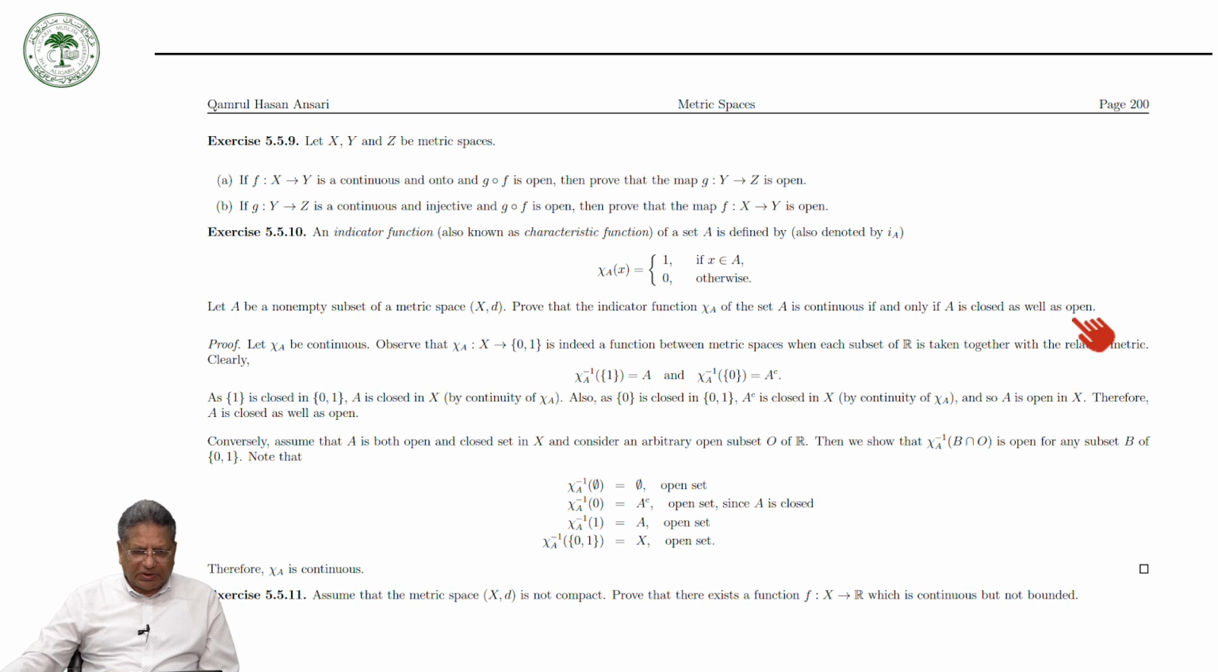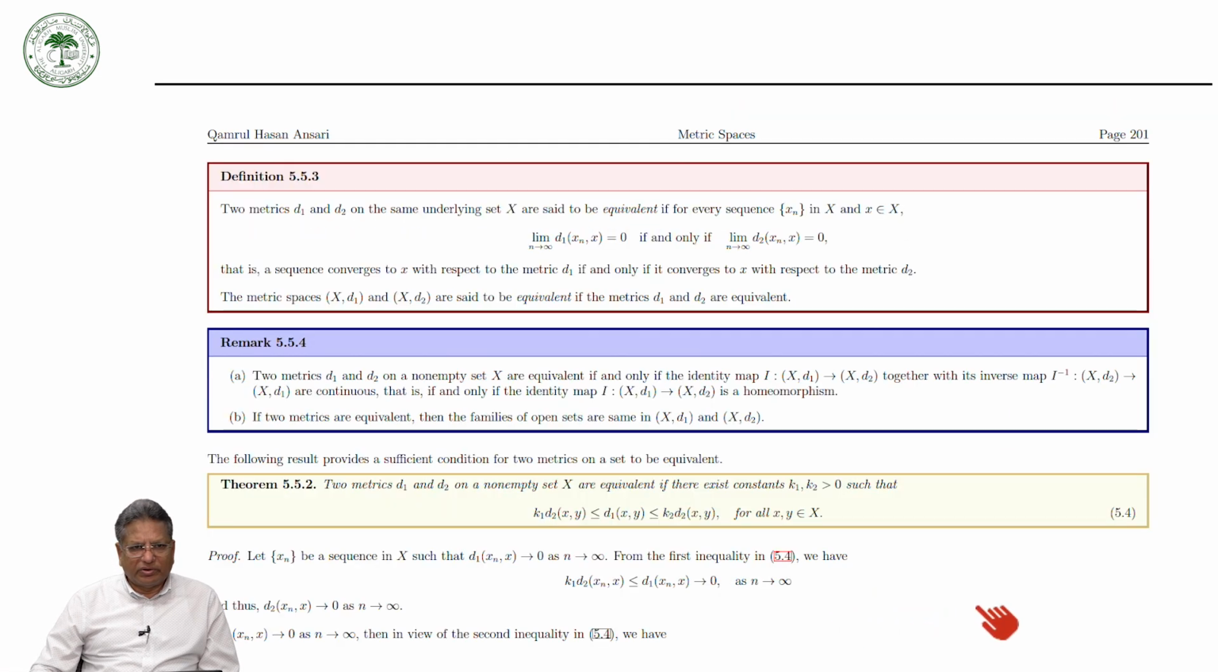Let us move to another exercise. Assume that the metric space (X, d) is not compact. Then prove that there exists a function f from X to R which is continuous but not bounded.